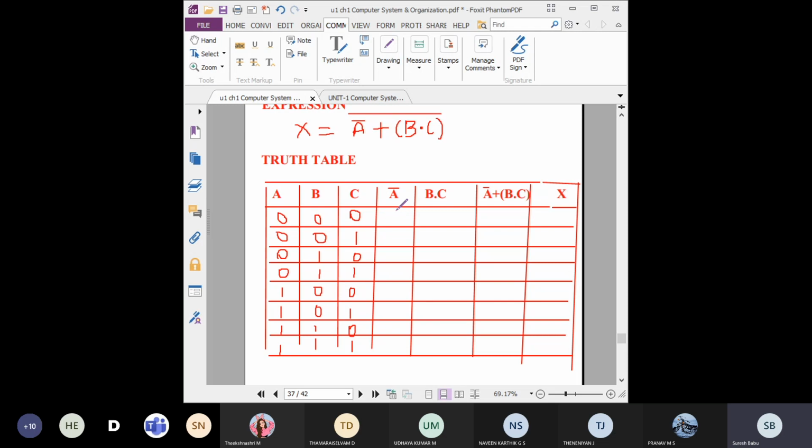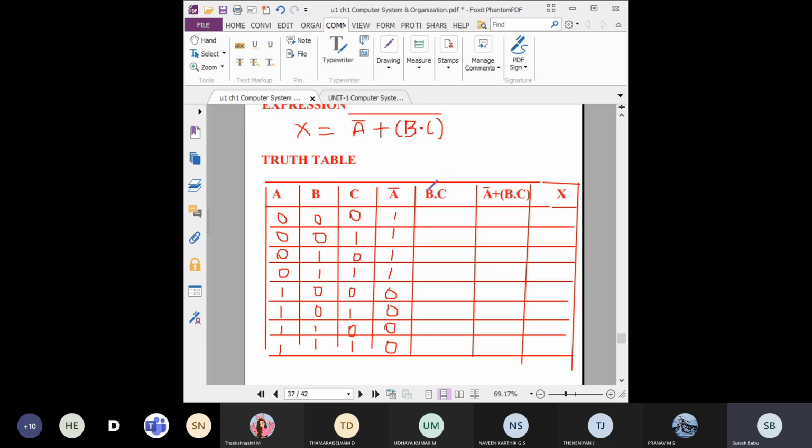So now tell me what is the answer for A bar, students? What is the answer for A bar? 1, 1, 1, 1, then 0, 0, 0, 0. Yes, that is reversing the values of A. Just take the A column and reverse the values.